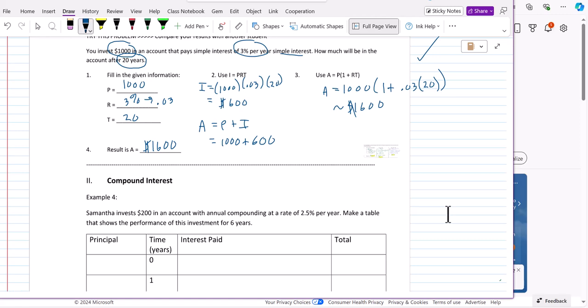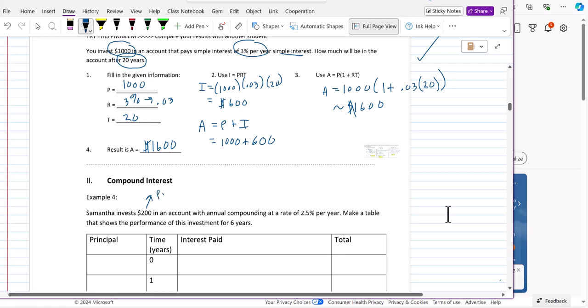Okay, so if we go down to example 4, this is the same problem that we did earlier. Basically you have a principal of $200. You'd have an annual compounding rate of 2.5% per year. So again, when you use this as a decimal, you want to write that as 0.025. And then we're going to see how the investment performs for 6 years.